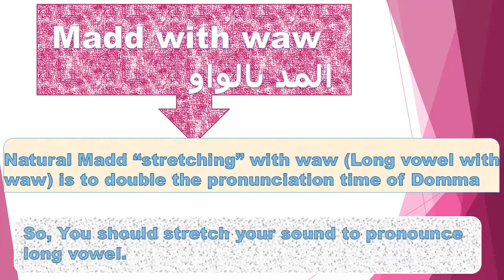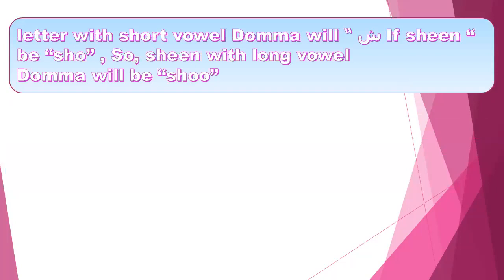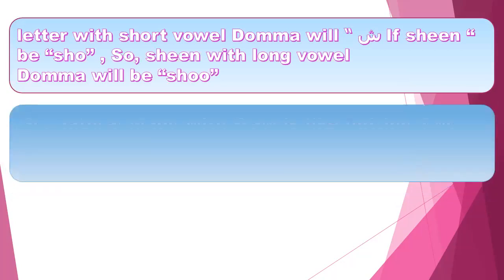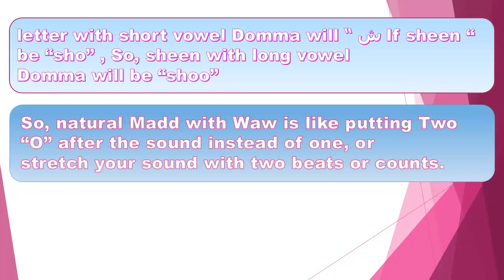So you should stretch your sound to pronounce a long vowel. Letter with short vowel Dhamma, like letter Sheen. If Sheen has Dhamma, it's Shu. So Sheen with long vowel Dhamma will be Shu. So natural mad with wow is like putting two O after the sound instead of one, or stretch your sound with two beats or counts.